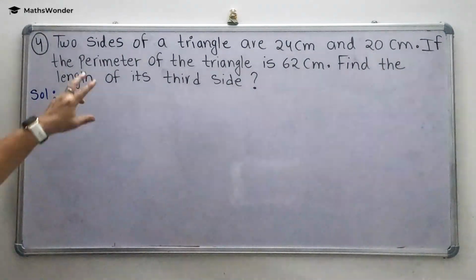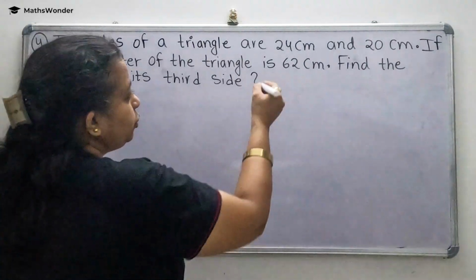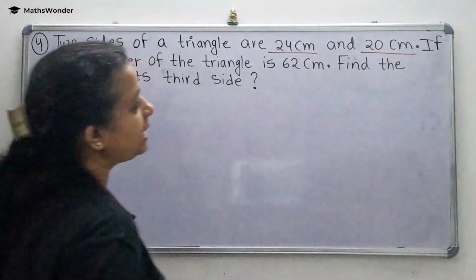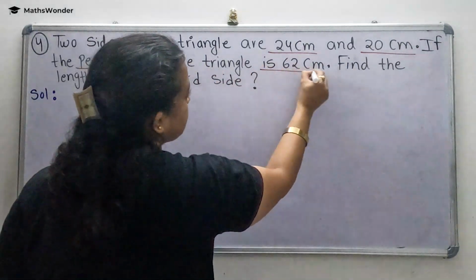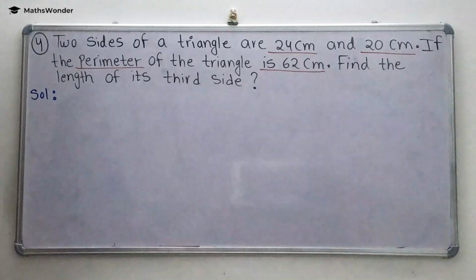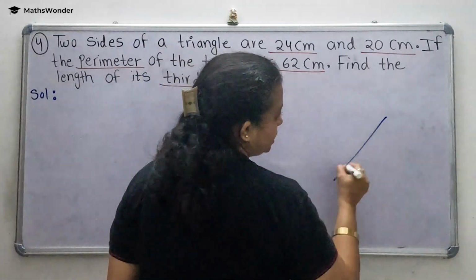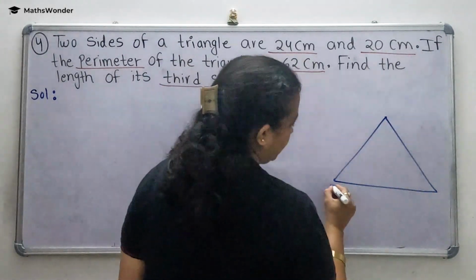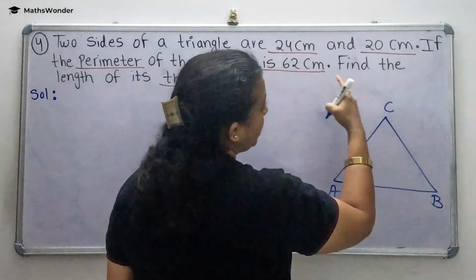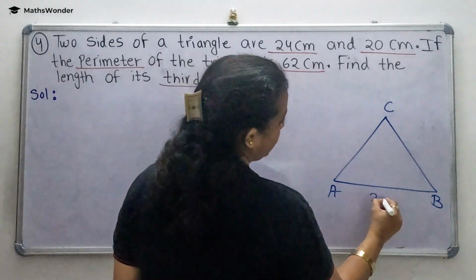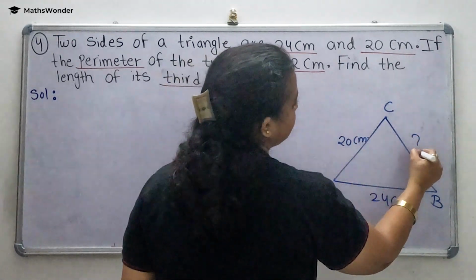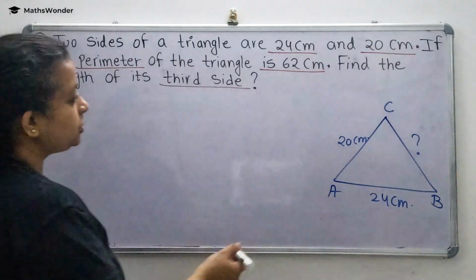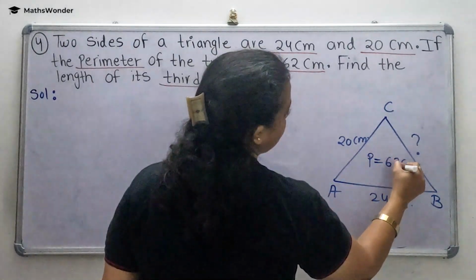very good question. Okay, two sides of the triangle are given. Two sides: 24 centimeter and 20 centimeter. The perimeter of the triangle is also given, 62 centimeter. Find the length of the third side. You have to find the length of the third side. So this is your triangle, as you know, right? In the question, one side is given as 24 centimeter, the other side is given as 20 centimeter, and the third side we need to find. And the perimeter is also given, which is 62 centimeter.